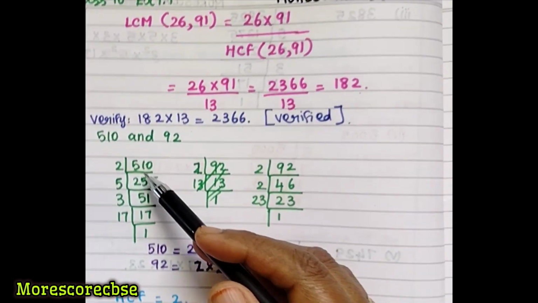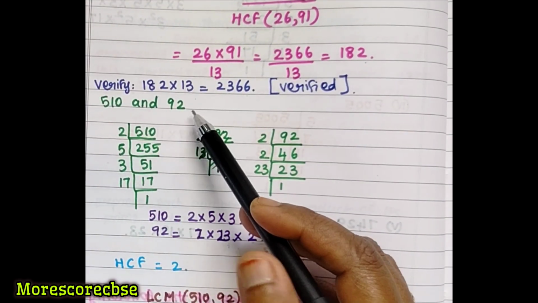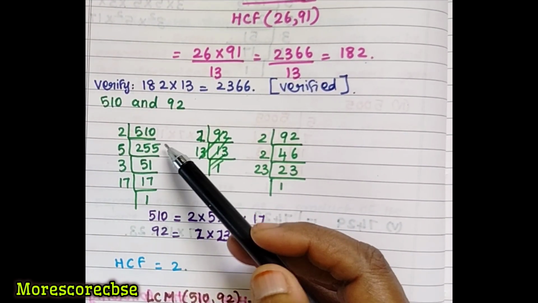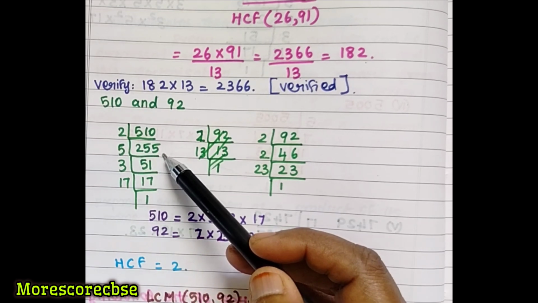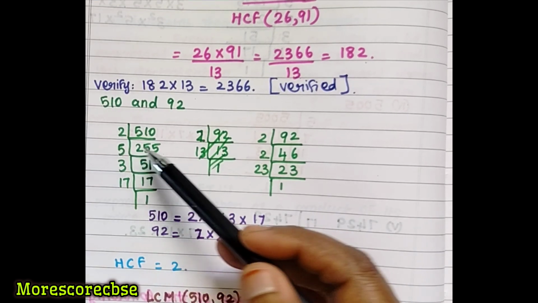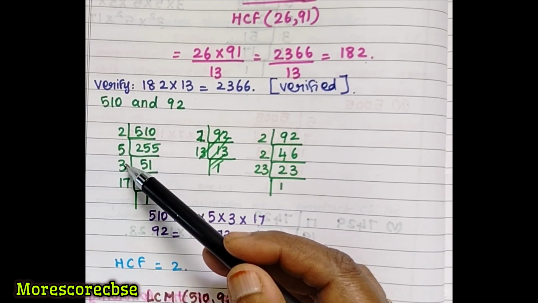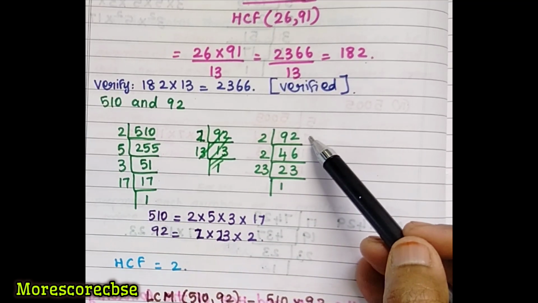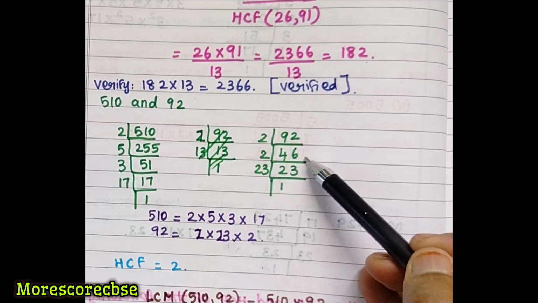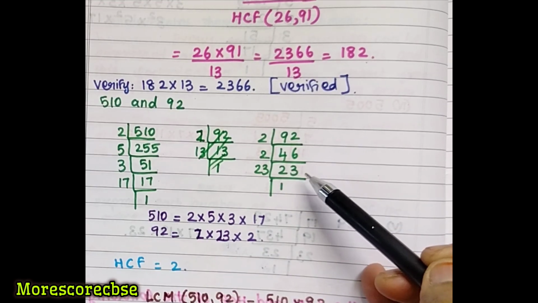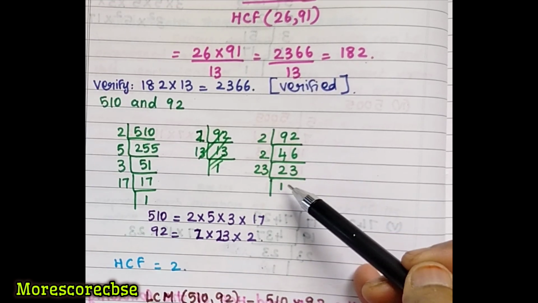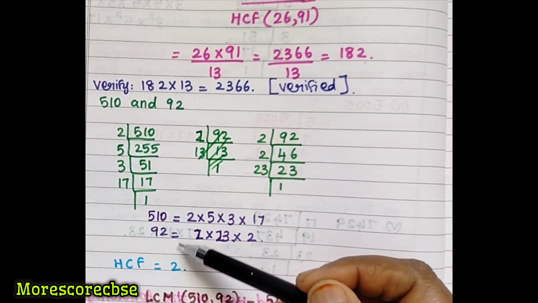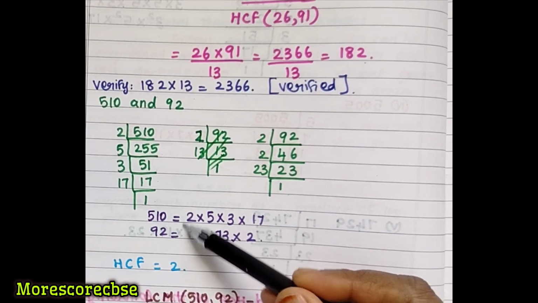Next for the second sum, 510 and 92. So 510 prime factorization: divided by 2 we will get 255, 255 divided by 5 it is 51, 51 divided by 3 it is 17, so 17 divided by 17 it is 1. And for 92, 92 divided by 2 it is 46, 46 divided by 2 it is 23, 23 divided by 23 it is 1.